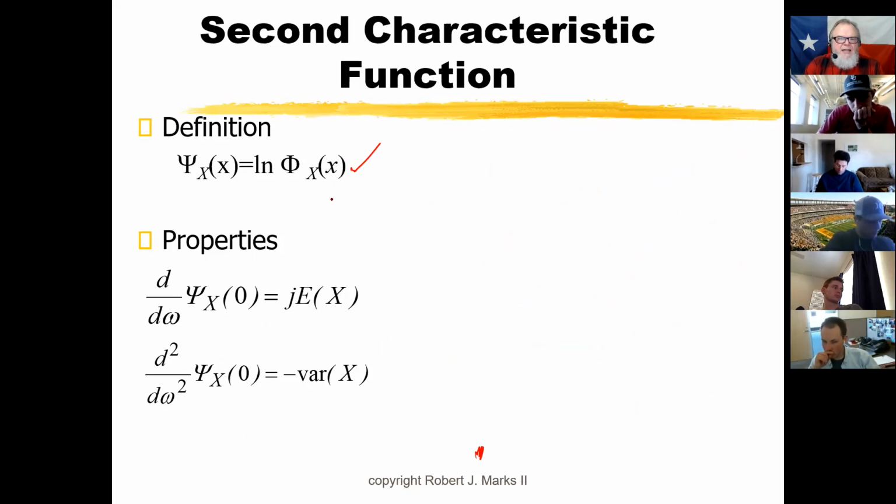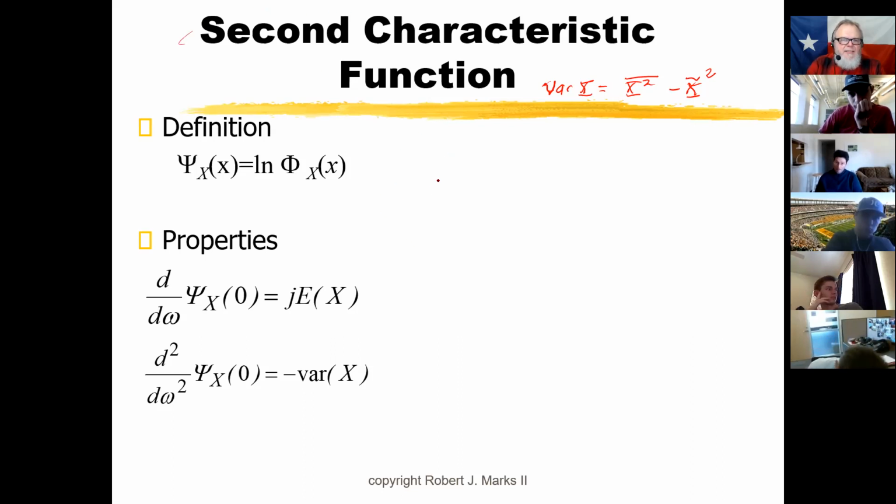This is very interesting. One of the things about the characteristic function is that in order to compute the variance, you have to compute the mean, then you have to compute the second moment, then you have to subtract the square of the mean from the second moment in order to get the result, right? Remember that the variance of a random variable is equal to the second moment minus the square of the first moment. Hopefully you remember that. So with the second characteristic function, you don't have to do as much work.